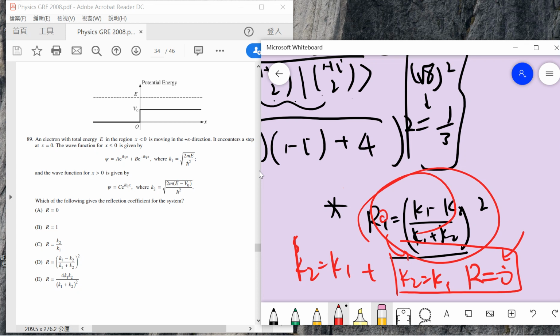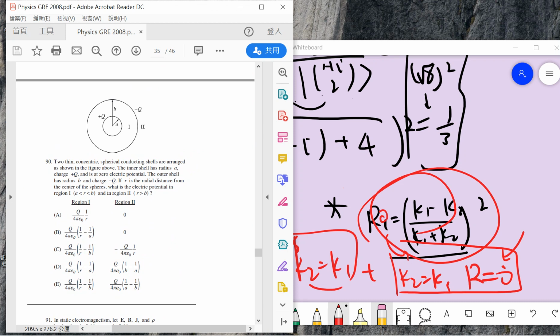But the problem is that in the subject GRE, each problem you can only take 2 minutes. So you don't have time to do the derivation. You need to somehow remember the answer, or use some physical intuition like K2 equals K1, there will be no reflections, to tell you the answer. So the answer is D.